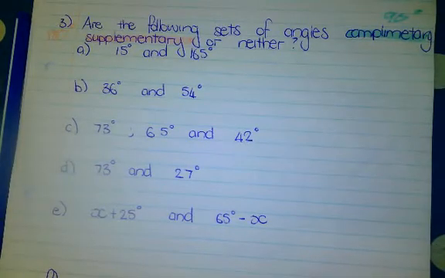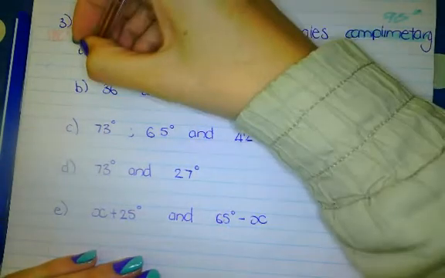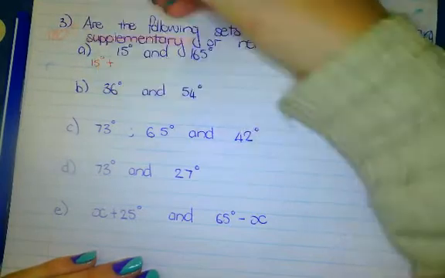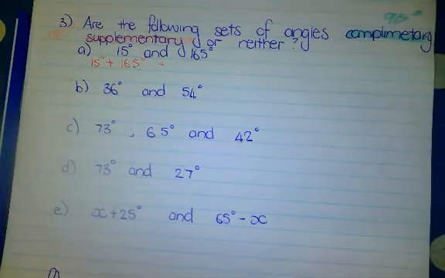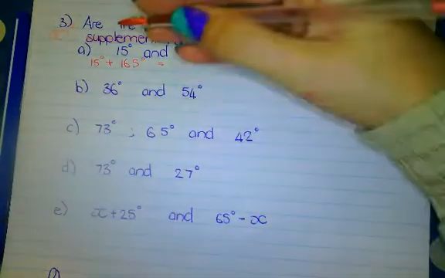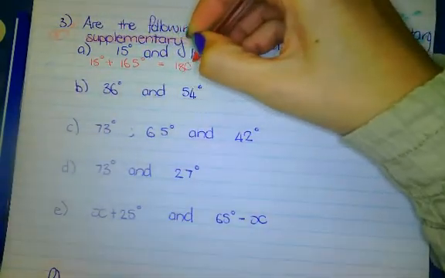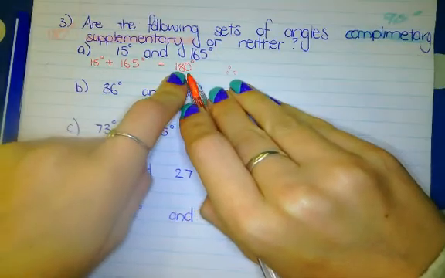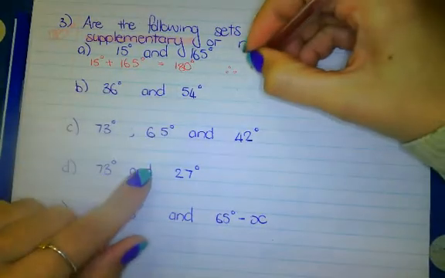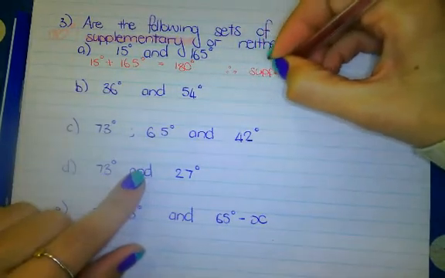So how are we going to check this? We're literally going to add them together and see what we get. Do we get 90? Do we get 180? Or do we get something else? Let's go ahead and do it. We're adding them together: 15 degrees plus 165 degrees. You should be able to do that without your calculator. That will give us 180 degrees. So if they add up to 180, it means they are supplementary. Therefore, supplementary.